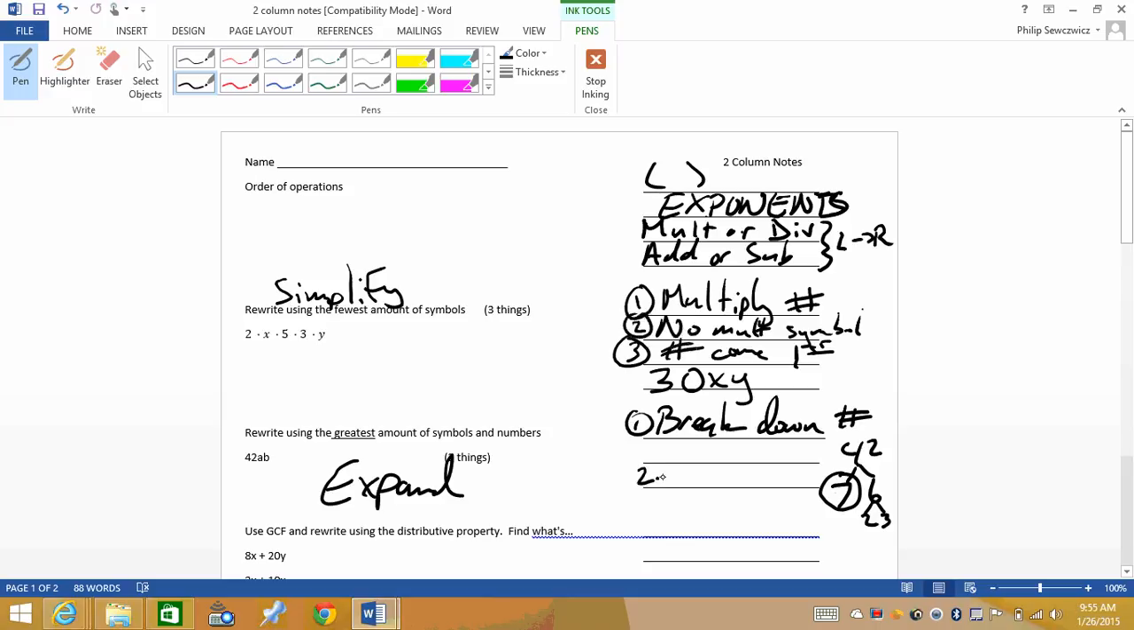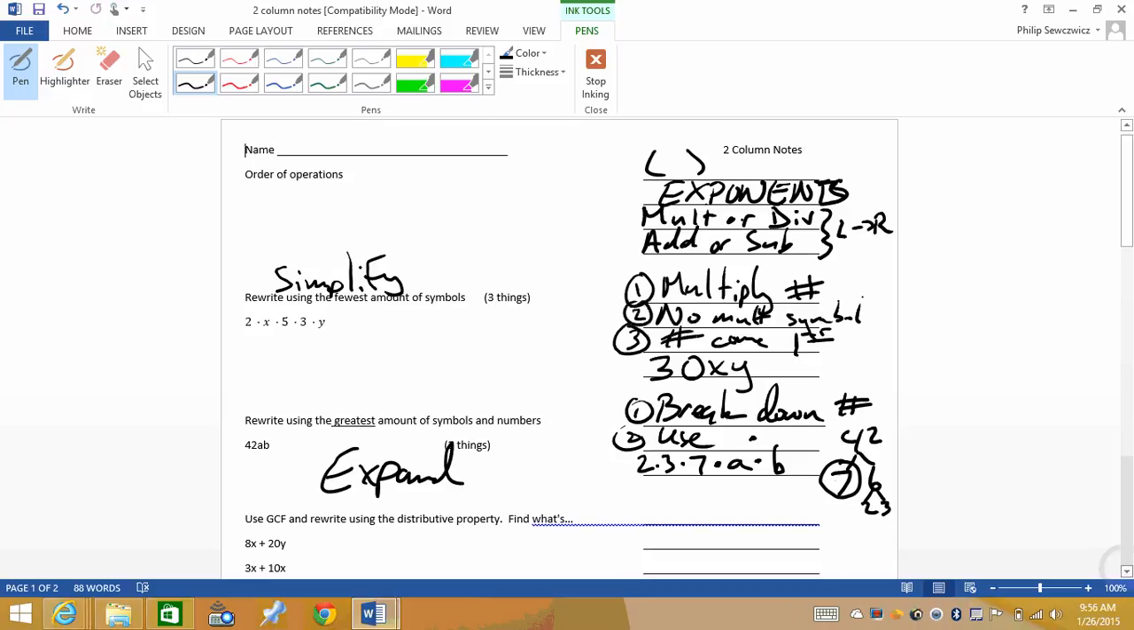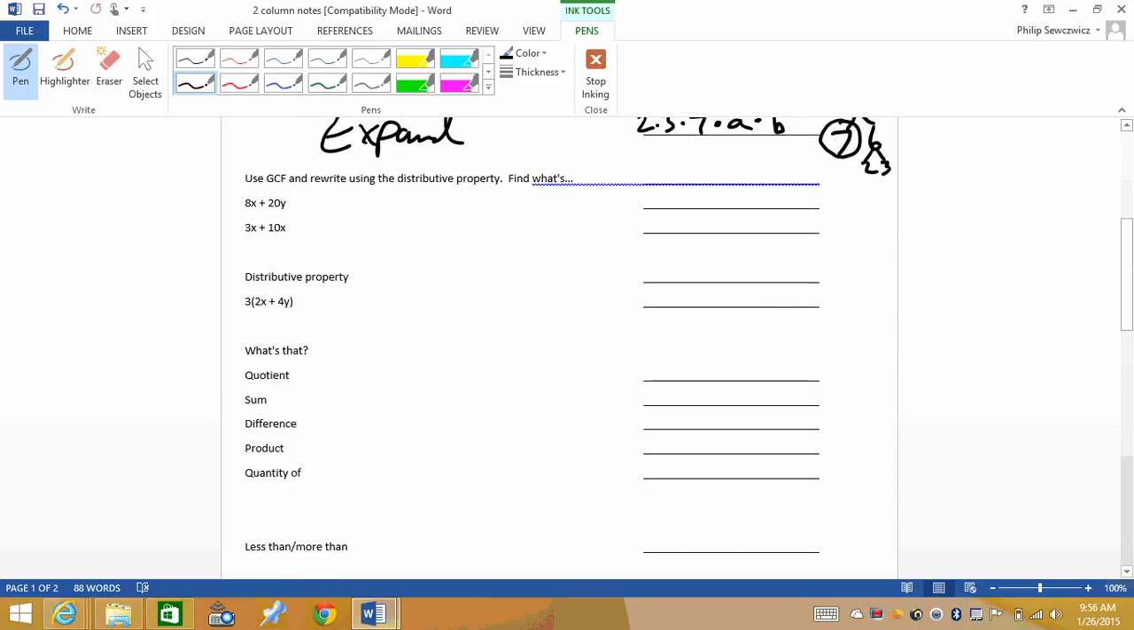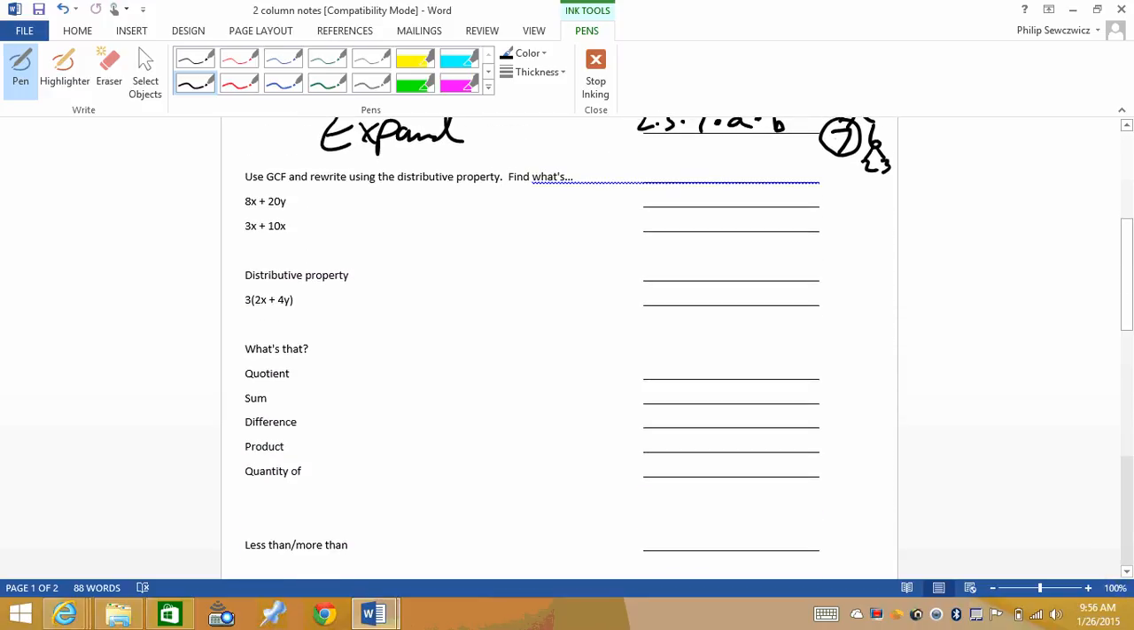So breaking down your numbers looks like 2 times 3 times 7. And you can check. 2 times 3 is 6. 6 times 7 is 42. There we go. And here you will use your multiplication symbols. So 2 times 3 times 7 times a times b. And again, what we're doing is we're telling what's really going on here. In fact, it is multiplication. Opposites: simplify and expand, those are opposite sections of each other. All right, so use GCF and rewrite using the distributive property.